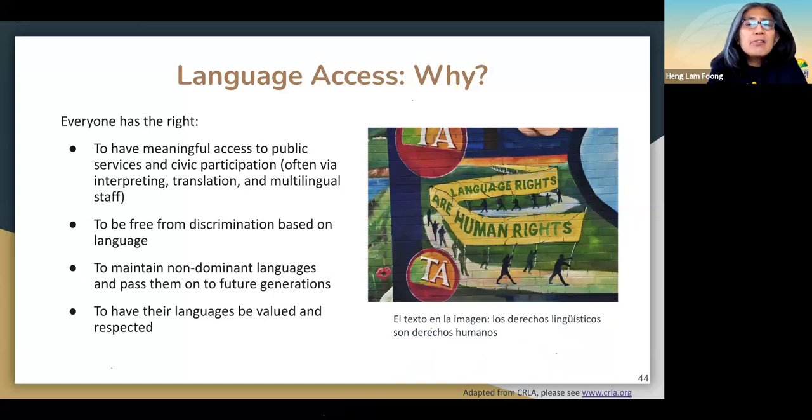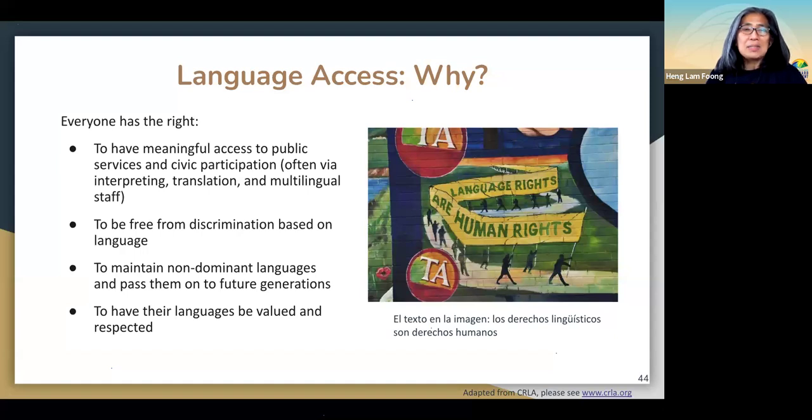The next few slides will go over the whys and how this looks being implemented on the ground, right? Because often language access policies could be in place, but any good policy must be monitored and implemented properly. So I put forth that all of us in the space have the responsibility to ensure that language access actually happens.